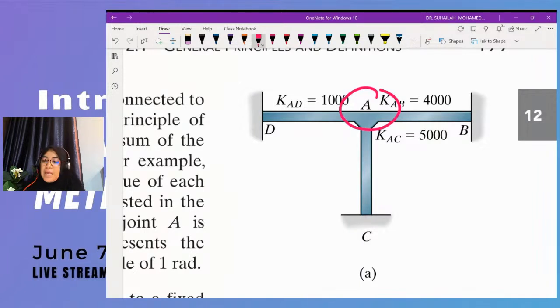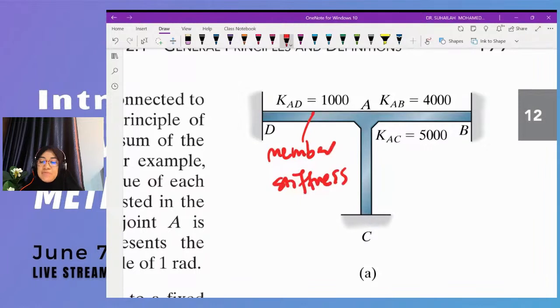Okay, K refers to A. It means that if KAD is 1,000, KAB is 4,000, and KAC is 5,000, then KAD, KAB, and KAC are member stiffness. So this is member stiffness. KAB, KAC as well, member stiffness.